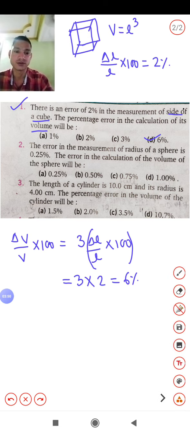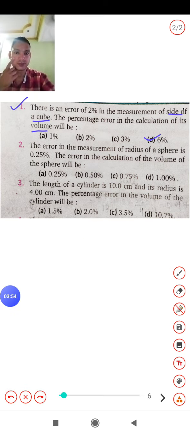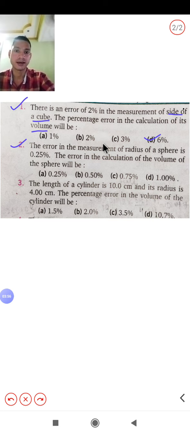Now let's move on to the next one. I hope you understood this part. Let me erase this part. Now let's move on to the second one. Error in the measurement of the radius of a sphere is 0.25%.